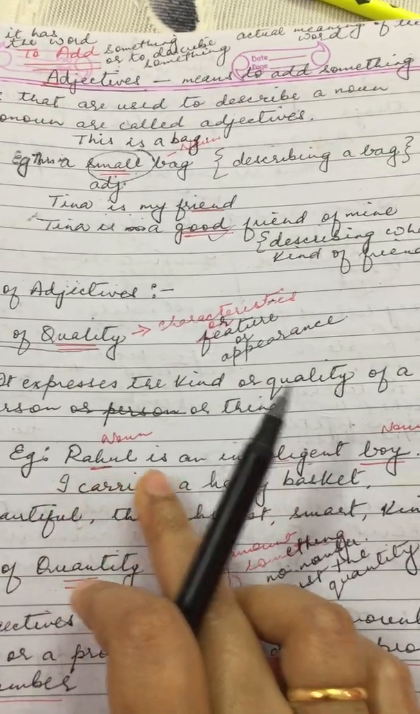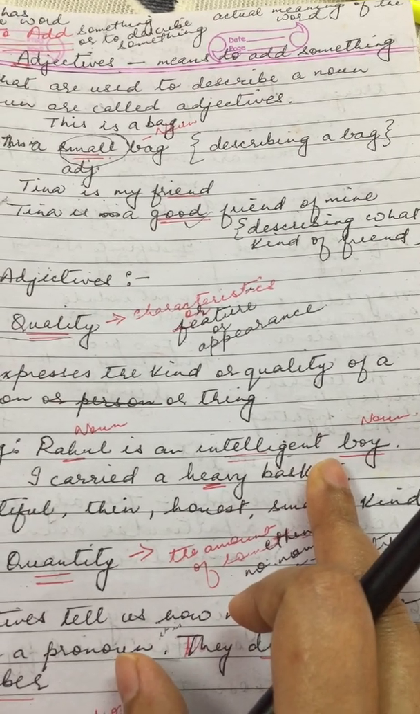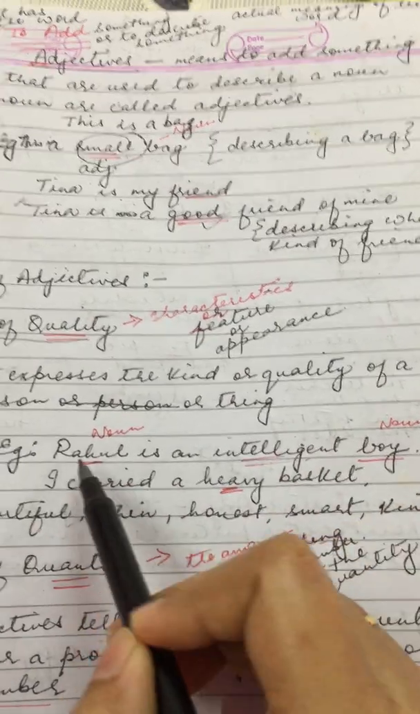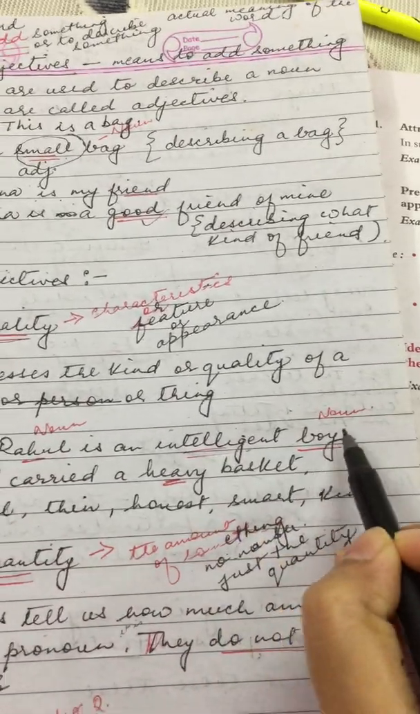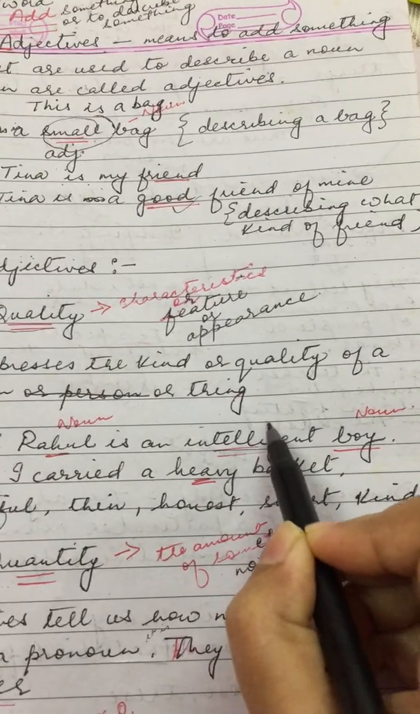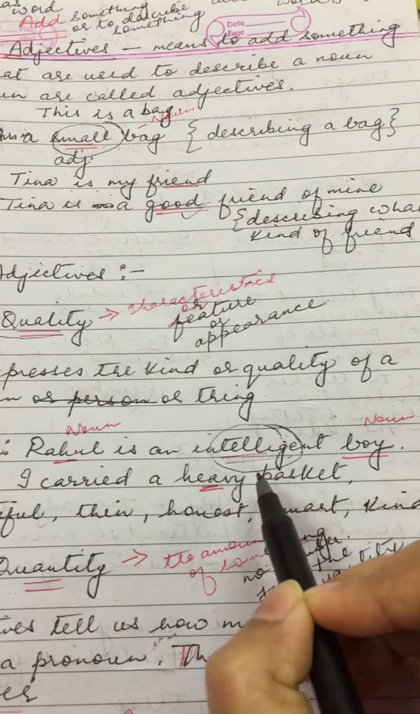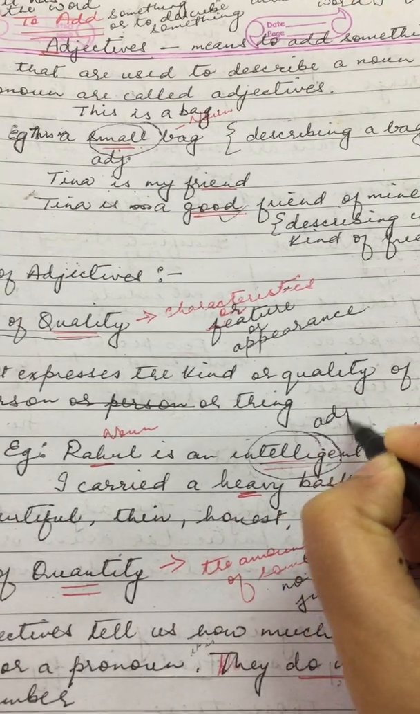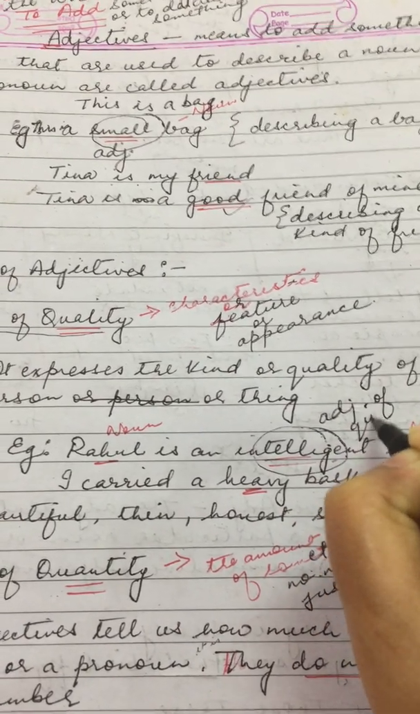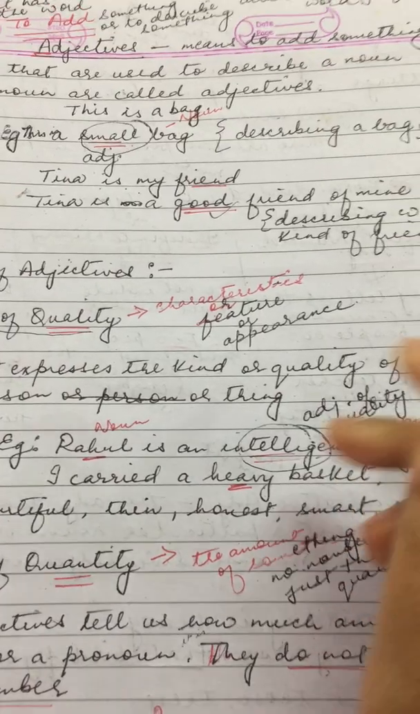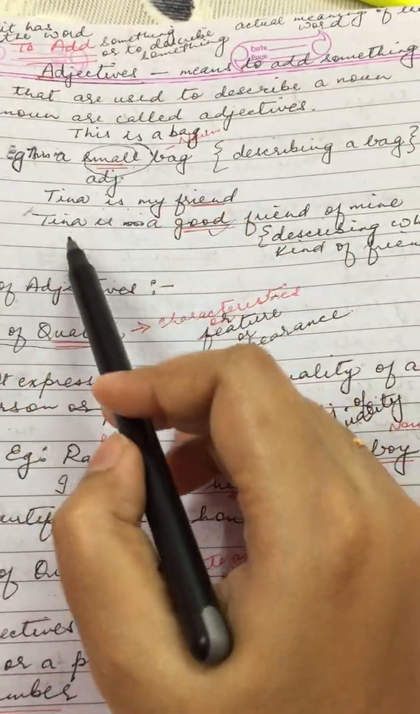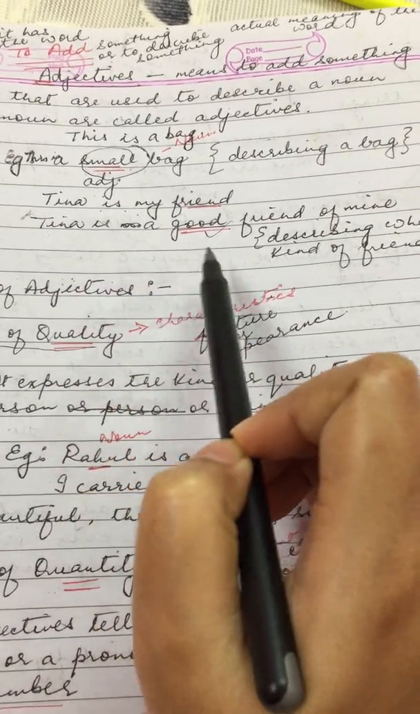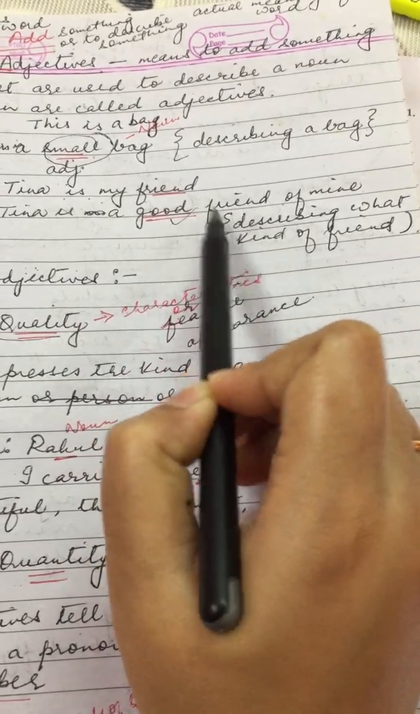Example, Rahul is an intelligent boy. Rahul is a noun, proper noun. Boy is also yet another noun. And it is being described by the word intelligent. What kind of boy is Rahul? He is an intelligent boy. So intelligent is the adjective of quality. It is describing what kind of boy he is. Here also I gave you a similar example. Tina is my friend. Tina is a good friend of mine. Now good is describing the quality of that friend.